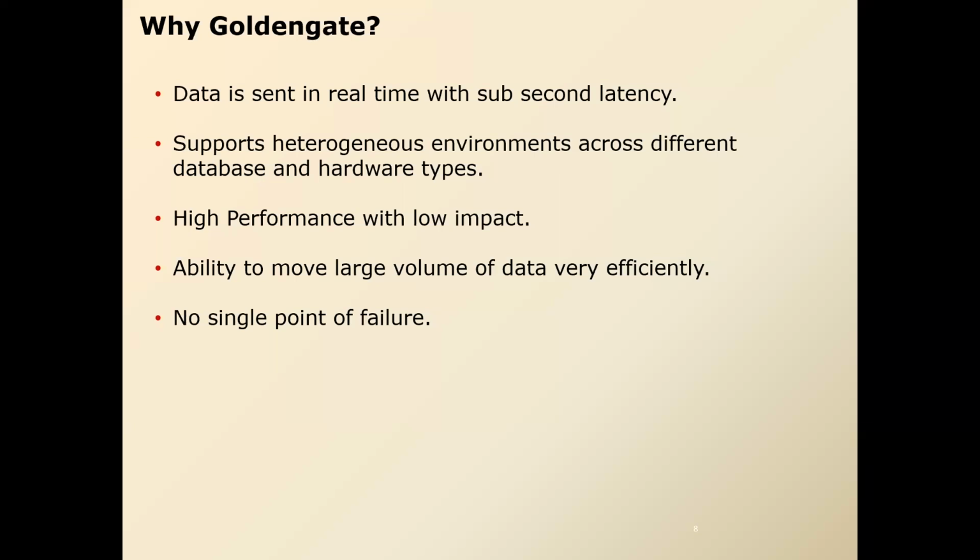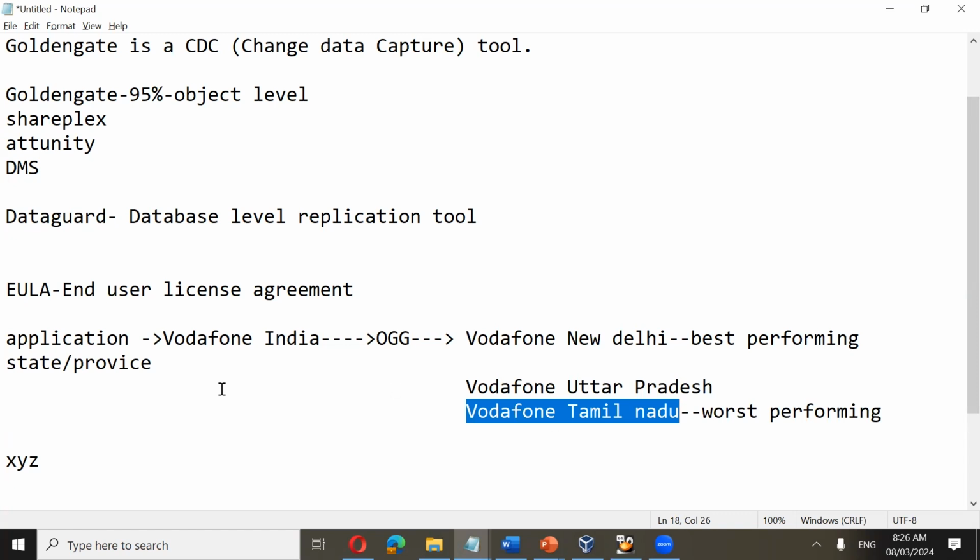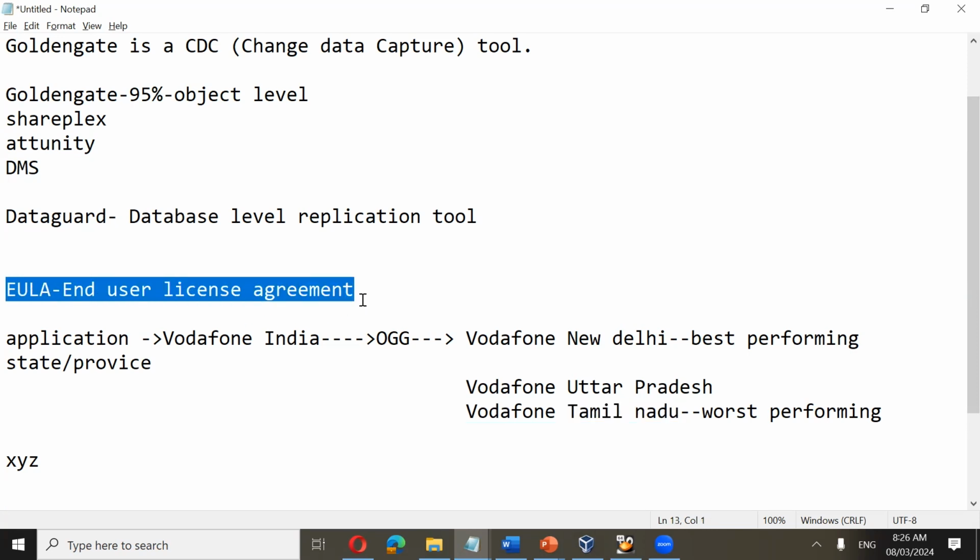So I was talking about why organizations opt for Goldengate instead of other replication technologies. The financial reason is they sign an end user license agreement with Oracle, and when they sign it, they are free to use Oracle Goldengate in any number of environments. Based on the terms and conditions, they can use Goldengate for multiple projects.